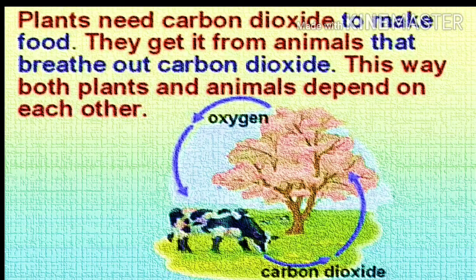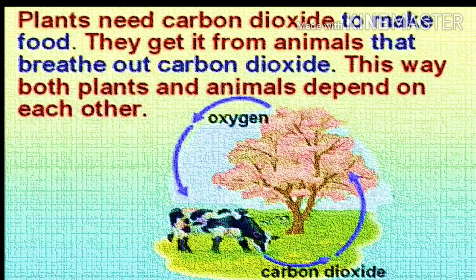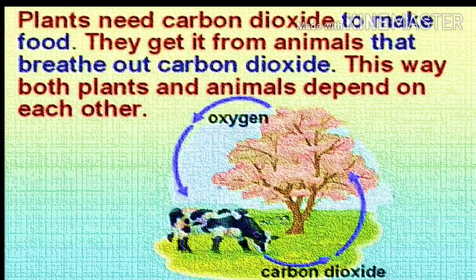Plants need carbon dioxide to make food. They get it from animals that breathe out carbon dioxide. This way, both plants and animals depend on each other. Yes, plants need carbon dioxide for preparation of food and release oxygen gas. On the other hand, we humans and animals take in oxygen and breathe out carbon dioxide.